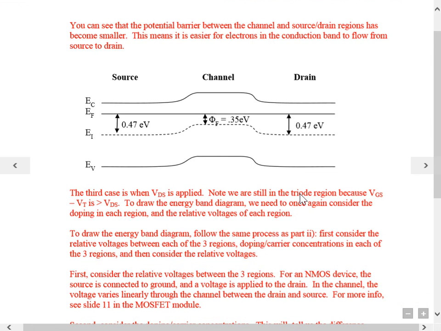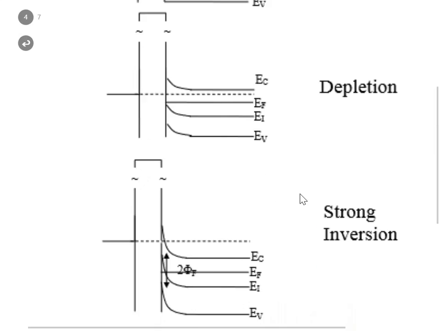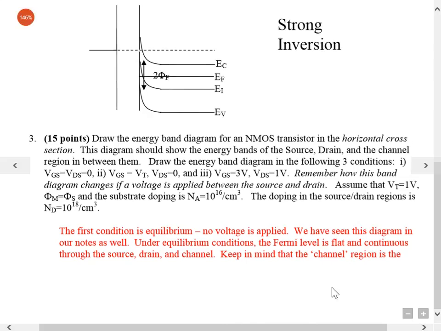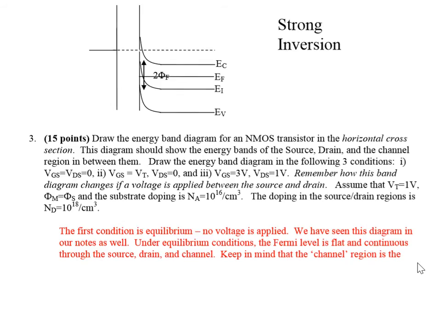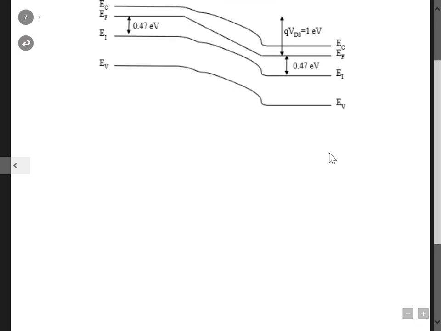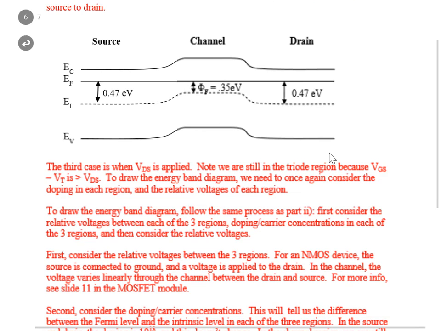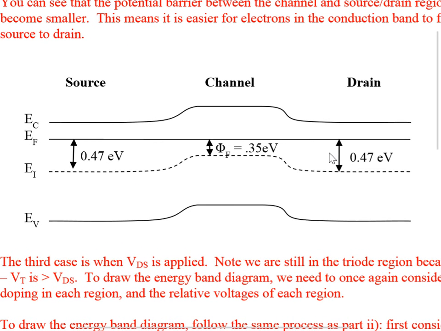Now the third concept, VGS equals 3 volts, VDS equals 1 volt. Now this is where you're actually applying a VDS to the diagram. This complicates the diagram a little bit more. Let's go here. This is what the diagram looks like. Why does the diagram look like this? You have to start off with this diagram. This is the diagram with the device on.